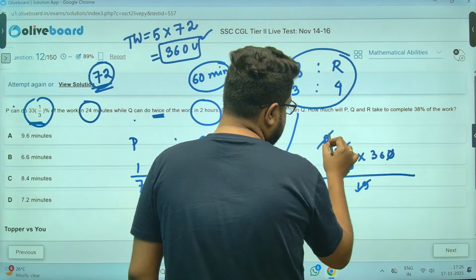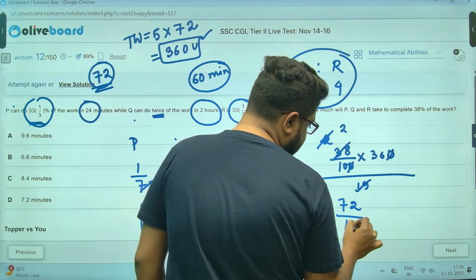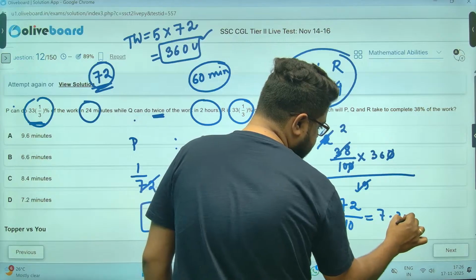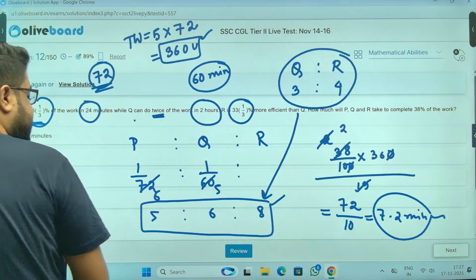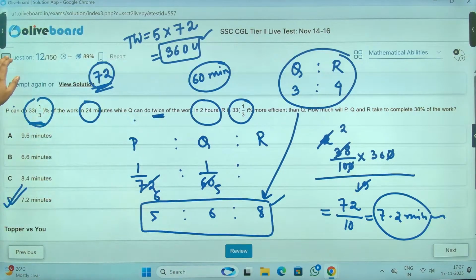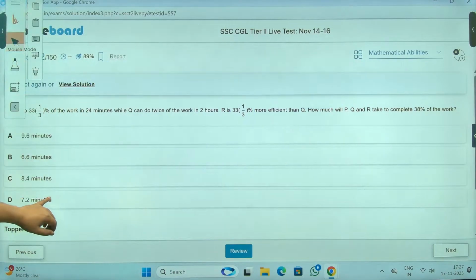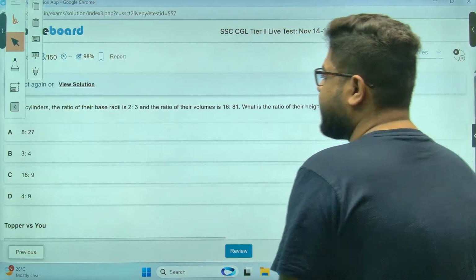Sir, ये ना करते तो अच्छा होता. So 72 by 10, sir. So 7.2 minutes will be the answer. 7.2 minutes will most definitely be the answer, which is there in option number 3, option D, sir. Perfect, everyone?